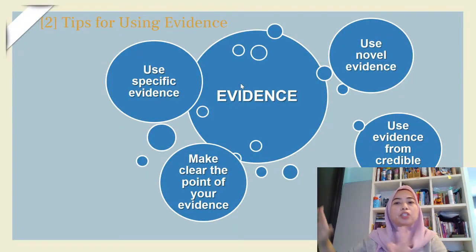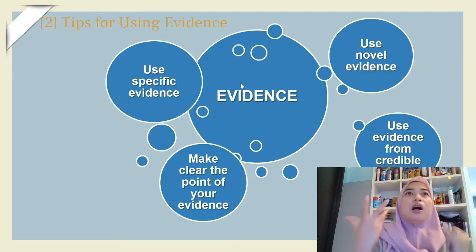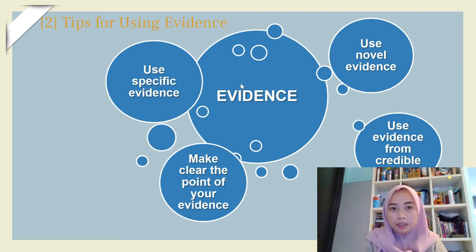So before we move into that, we have to understand a few things about evidence. When you want to use evidence, there are four things that you have to think about. The first one is whether or not you should use specific or general evidence. Now, this really depends on your topic, but the best way for you to choose the best evidence is to look at evidence very specific to the topic that you're looking at.